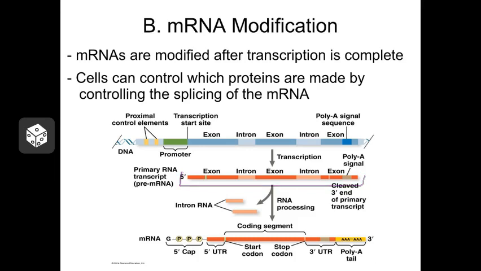It can decide to send it on to translation, and if it does so, it needs to decide specifically which proteins it wants to make from that transcript. Or it can decide to stop the process of translation, and there's a couple of different ways it can do that.